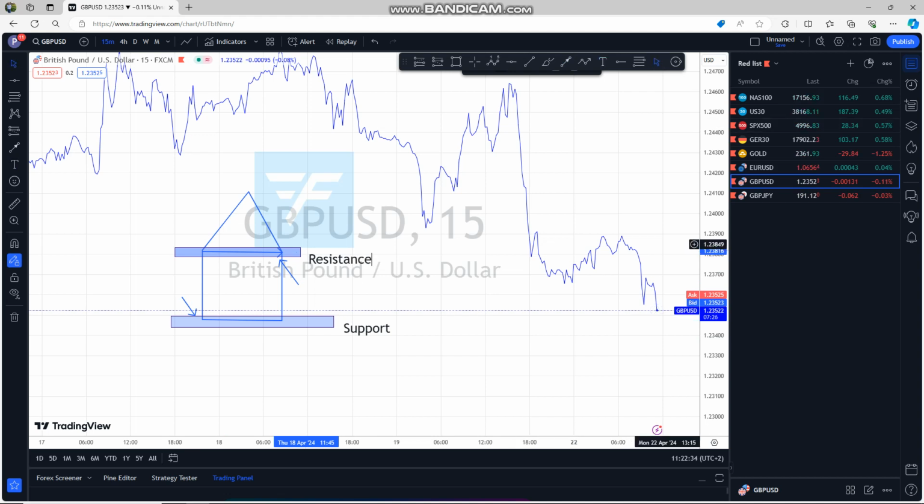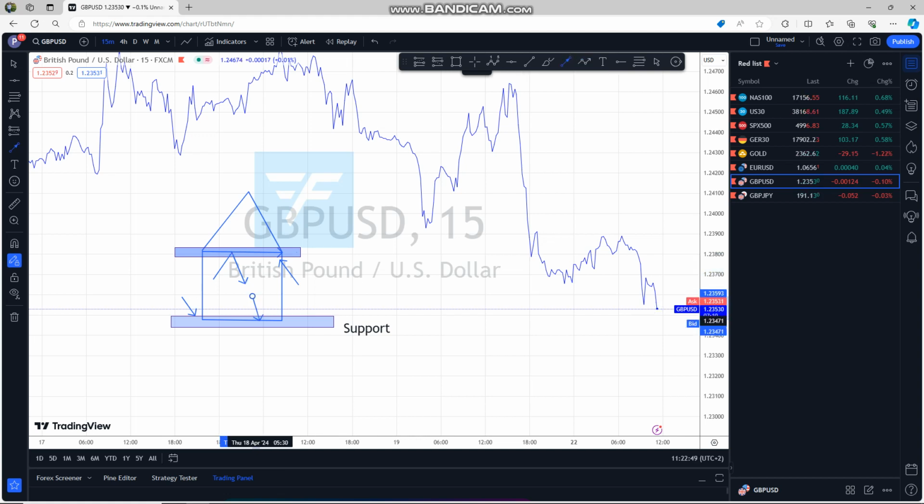That means the price action can't break the ceiling. When the price action can't break the ceiling, it forms a resistance, and when the price action can't break the floor, it forms a support. You see, it forms a support. So that is the basic concept.